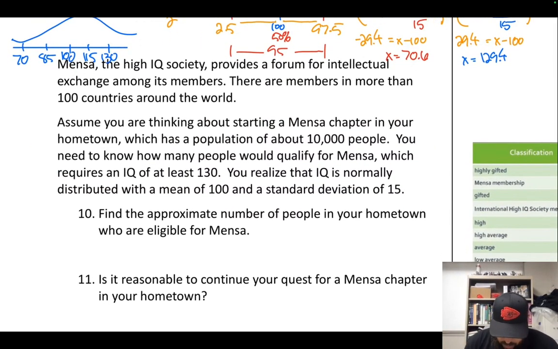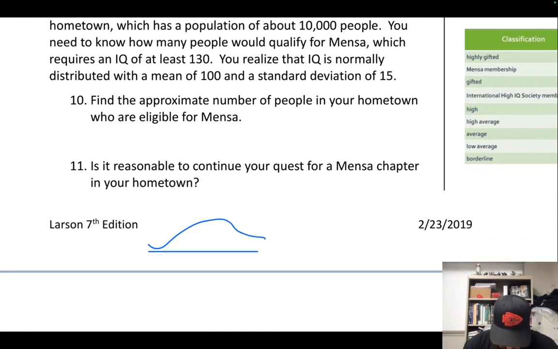All right, let's look at number 10 here. So Mensa is a high IQ society which provides a forum for intellectual exchange among its members. They're members in more than 100 countries around the world. All right, so you're thinking about making a Mensa chapter in your hometown, which has a population of about 10,000 people. You need to know how many people will qualify for Mensa, which requires an IQ of at least 130. And you realize that IQ is normally distributed, as we already saw, with mean of 100 and standard deviation of 15.